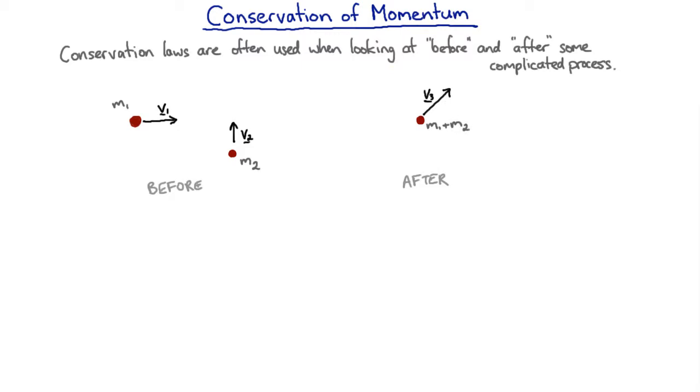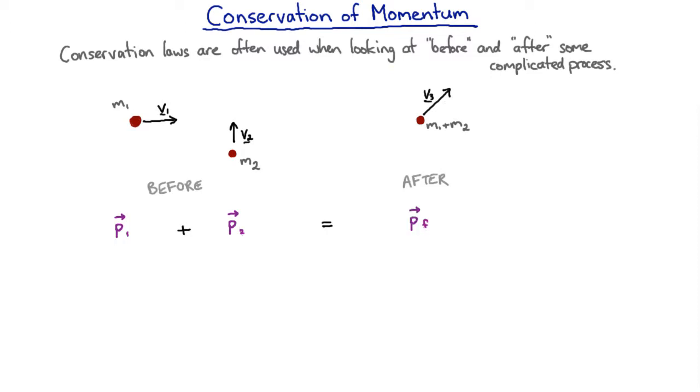And if I want to find out, for example, how fast this is going and in what direction, then I'm going to need a conservation law, because tracking the individual forces involved in those things sticking together is going to be very messy. And so what I can talk about is the conservation of momentum. So I know that the momentum before is made up of two pieces, because we have two particles. The momentum before is equal to the momentum afterwards. I'll call that P final.